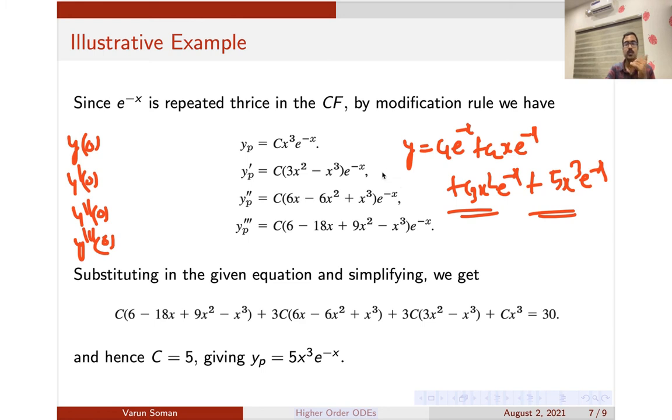Some work would be there, and you can substitute this value of 0 and compare the coefficients, and then you can find the value of c1, c2, c3. I don't think y triple dash is needed, so only these things are there. You need to find the value of y, which is already there, the value of y dash, and also the value of y double dash, and substitute it there, and you find the value of c1, c2 and c3.